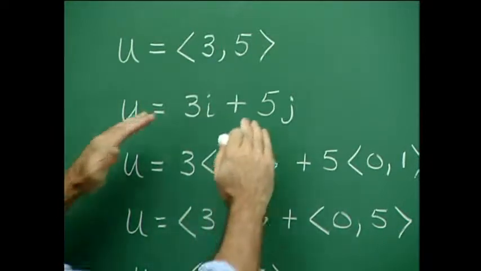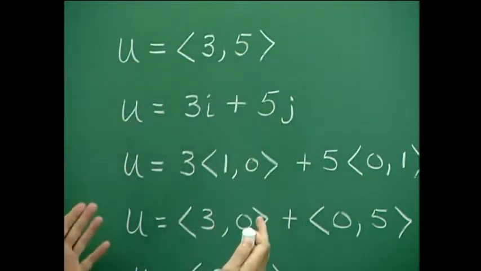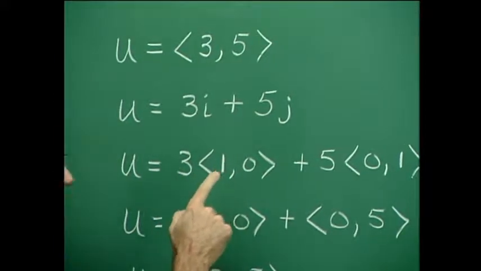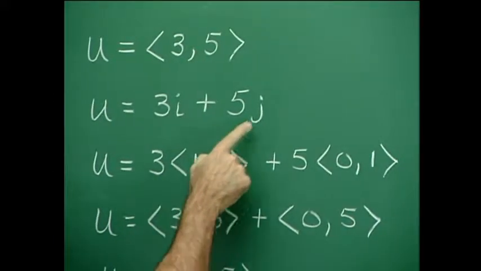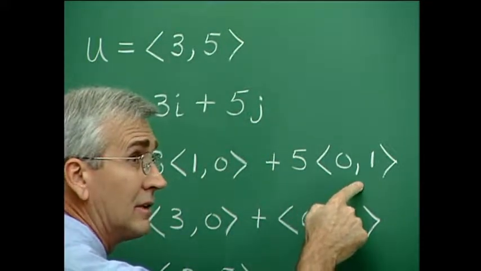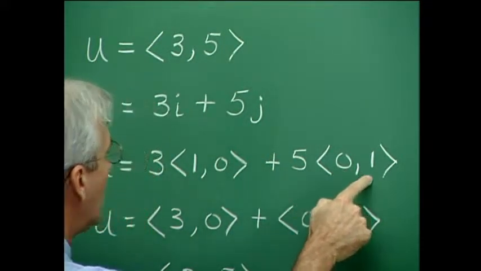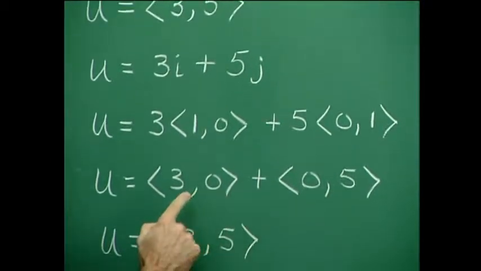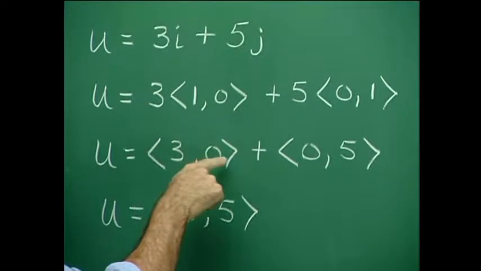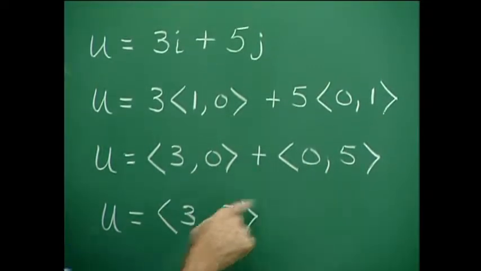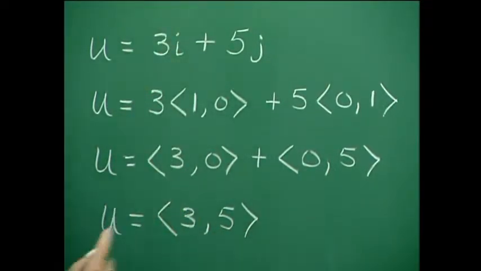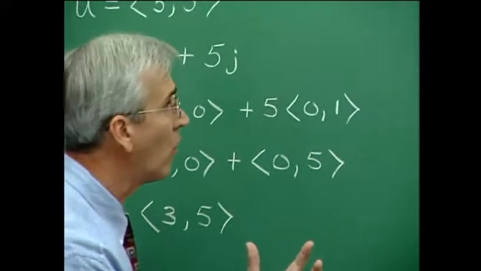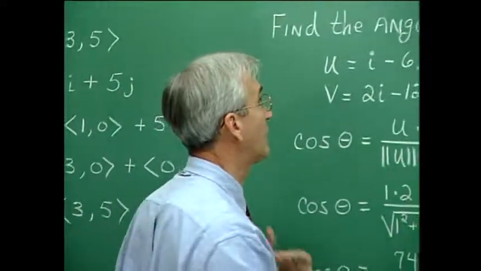We can verify that these are indeed the same if we think of i as the unit horizontal component vector <1, 0>, and j as the unit vertical component vector <0, 1>. Multiplying here we would get <3, 0>, and here <0, 5>, and this is a horizontal of 3 and a vertical of 5, so we get what we started with, as expected. Anyway, we can use this ij form in making our calculations about the angle between a couple of vectors.